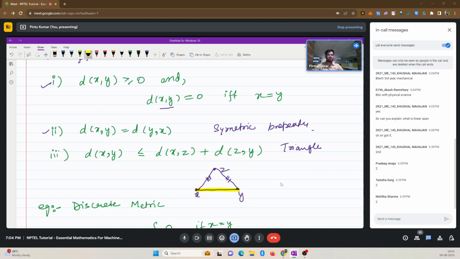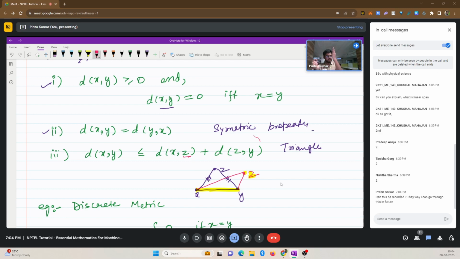No matter what z you take, even if you take it over here, this would still be satisfied. So this is for any arbitrary z that you take. So if any function satisfies these three properties, you can call that function a metric.